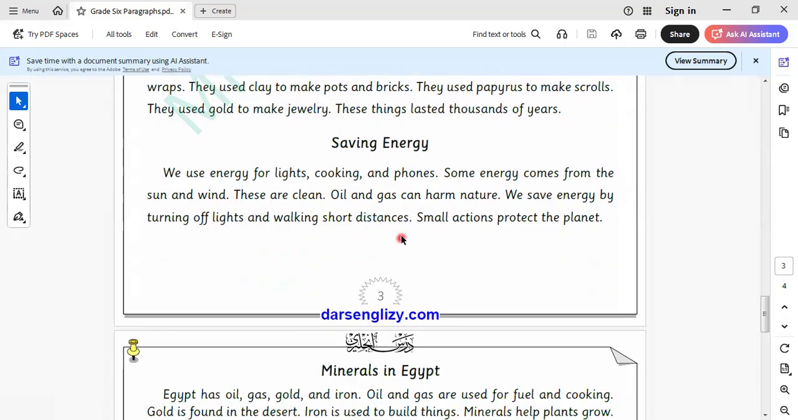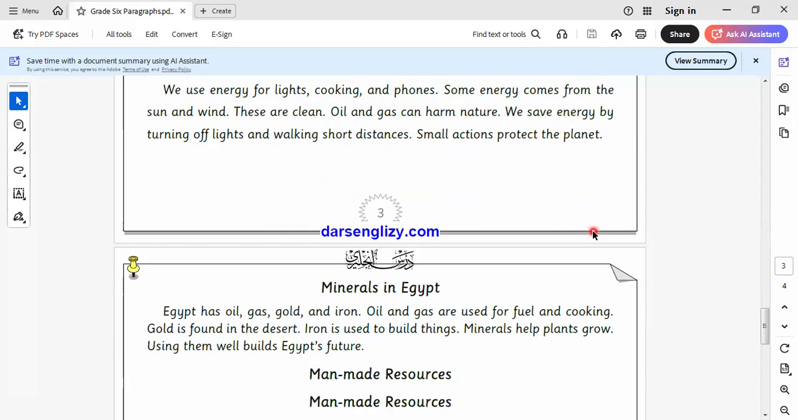Saving energy. This talks about saving energy. I think we have our story also about saving water. Here, saving energy. Also, all the topics of this term are about saving. Okay, saving energy. We use energy for lights, cooking, and phones. Some energy comes from the sun and wind. These are clean. Oil and gas harm nature. We save energy by turning off lights and walking short distances. Small actions protect the planet.